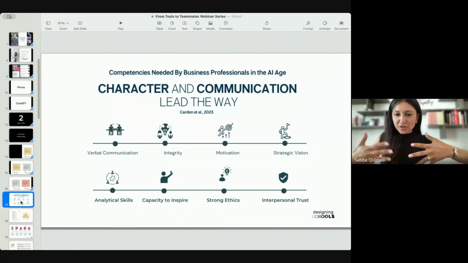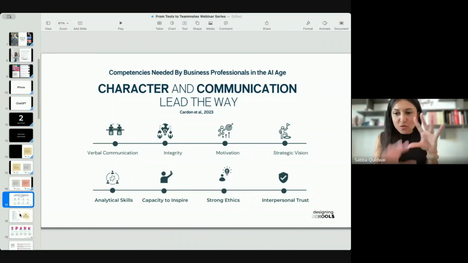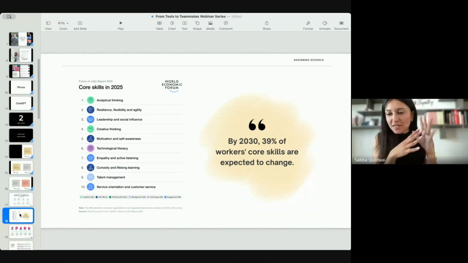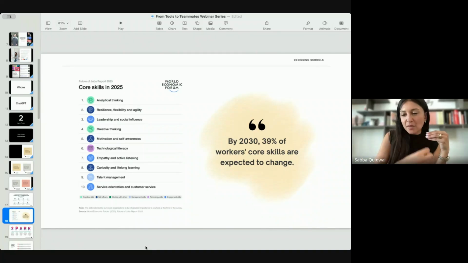All of these new things are here, but what are we going to do, what does it mean for us, and how will we use them? You can see these are the skills that are shared, but basically you can put them in two categories: character and communication. And you see this across the board. If we look at another group, the World Economic Forum, again you see the same things. Am I resilient? Am I flexible? Do I have motivation? Do I have creative thinking, empathy, active listening? So we know what skills people are looking for today. And now the challenge is, how do we use AI to help us get there?